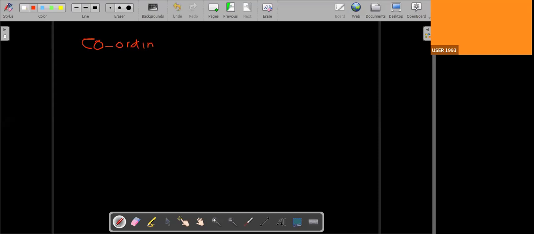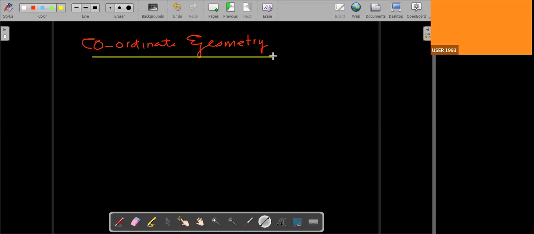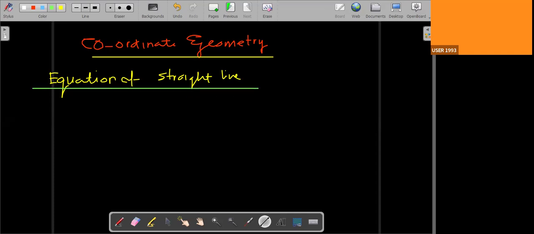Coordinate geometry. Equation of a straight line. Equation of a straight line. Get it? Equation of a straight line.